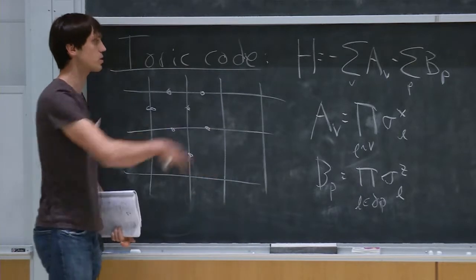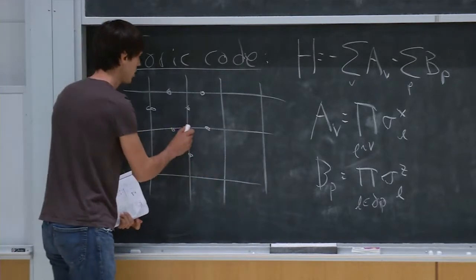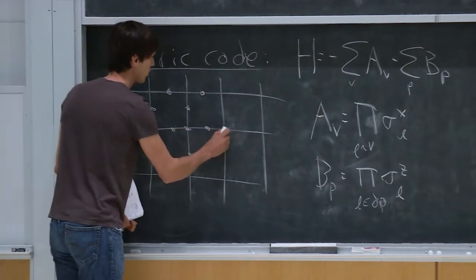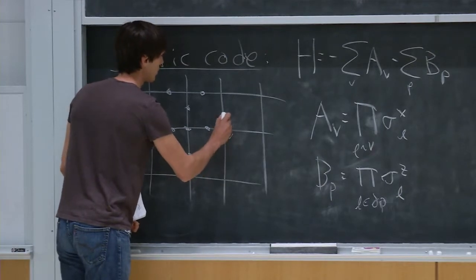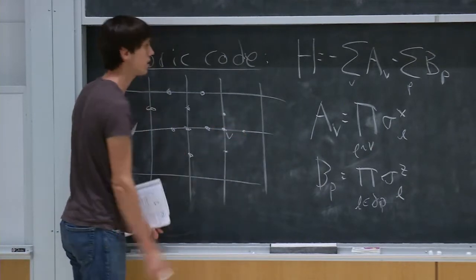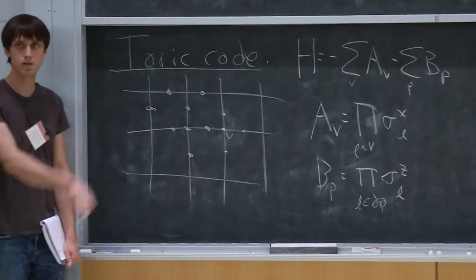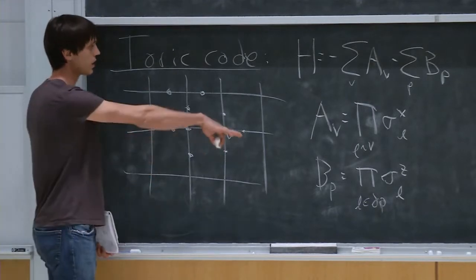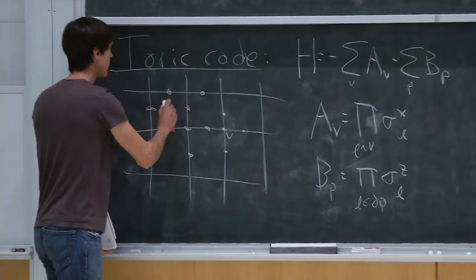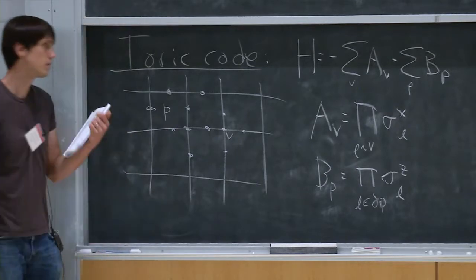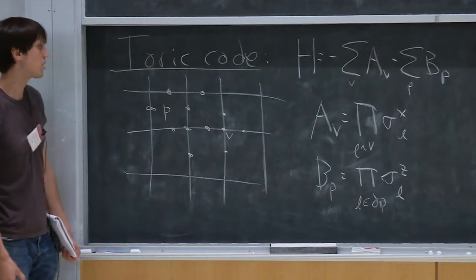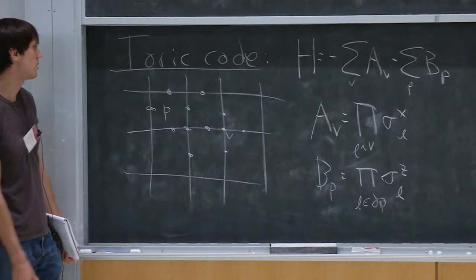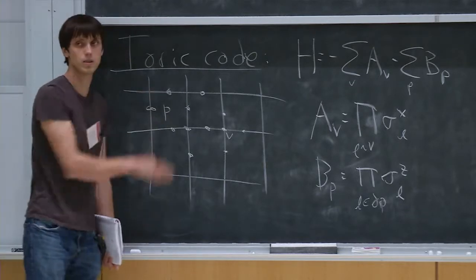The first term was a sum over all vertices V. Say this was the vertex V. It was the product of Pauli sigma x operators around the links around that vertex. And the second term is a sum over plaquettes P, so it's a dual kind of term. It's a product of sigma z operators around the links of the plaquette.